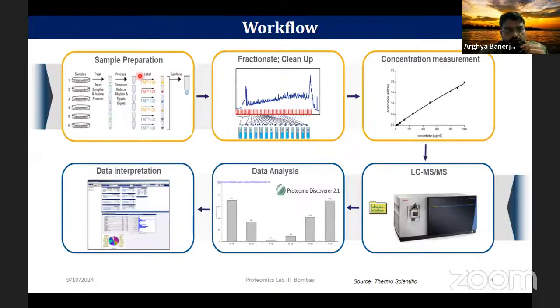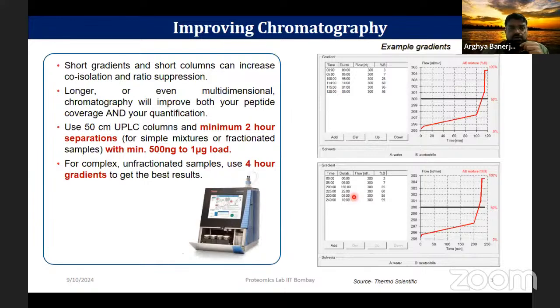Coming up to the workflow, as you have gone through our earlier session where we showed you how to prepare the samples. We do a labeling of the TMT tags after the peptides have been generated, followed by a cleanup, followed by a fractionation, which can improve the coverage, followed by the concentration and data interpretation. Data analysis can be done with free software such as MaxQuant and FragPipe, as also Proteome Discoverer, which is one of the proprietary software.